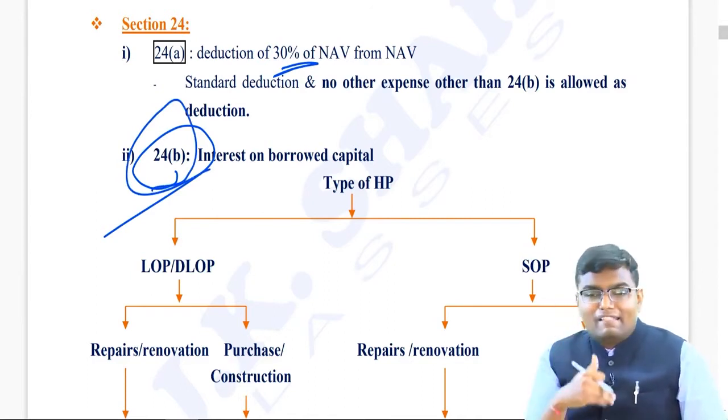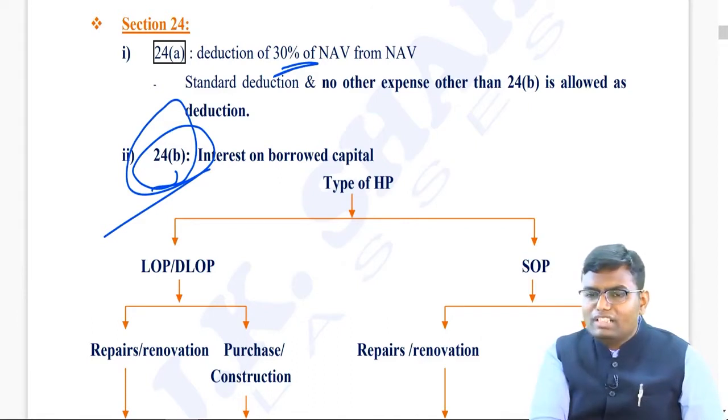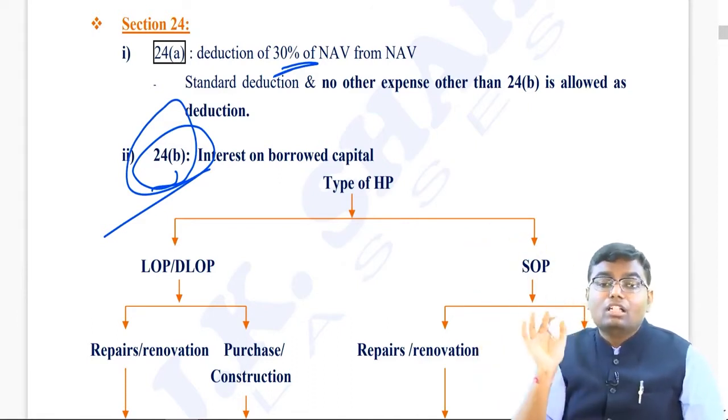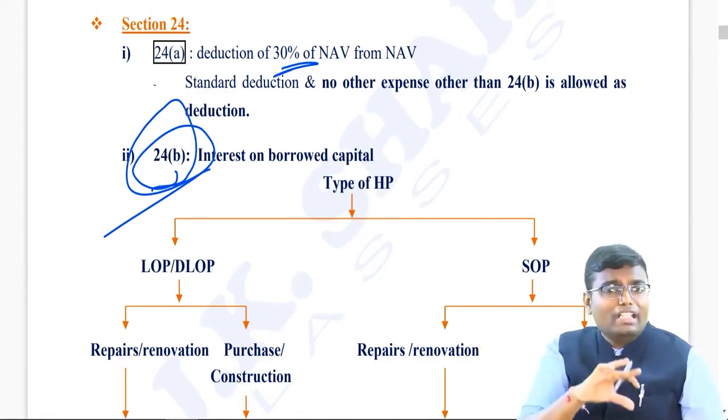Now remember, principal repayment, you are not getting deduction over here. For that 80C is there. Here you are getting the deduction only for what? Interest on borrowed capital.